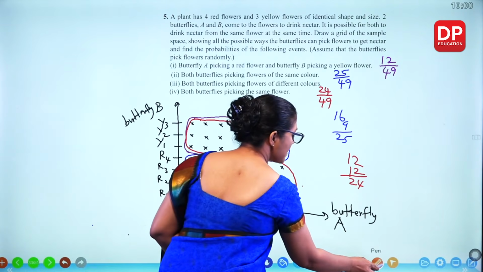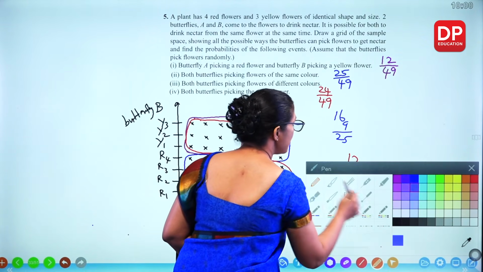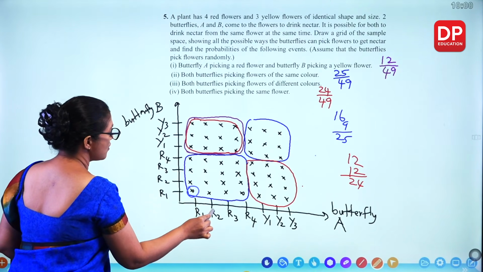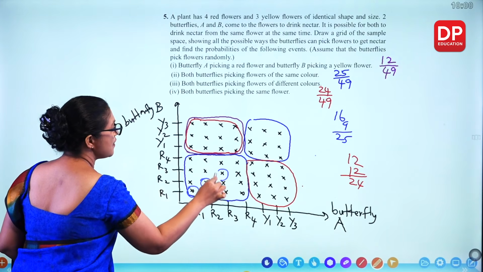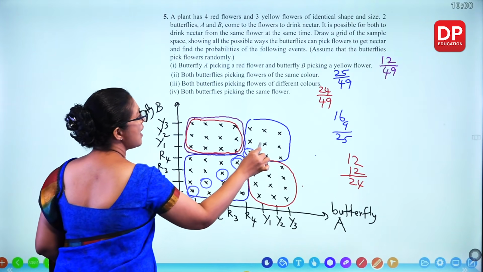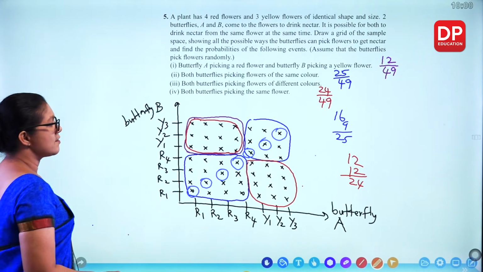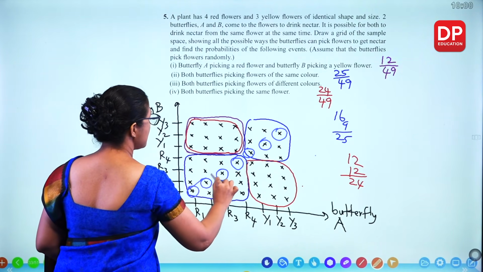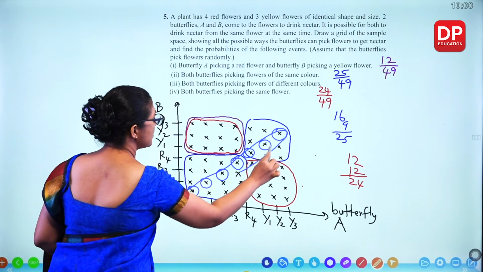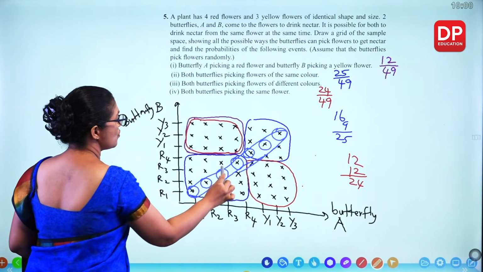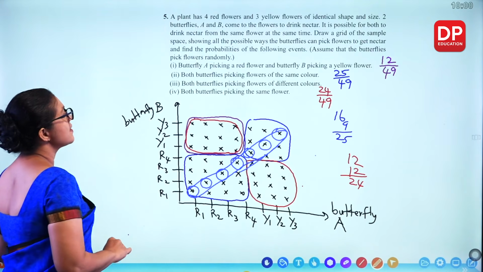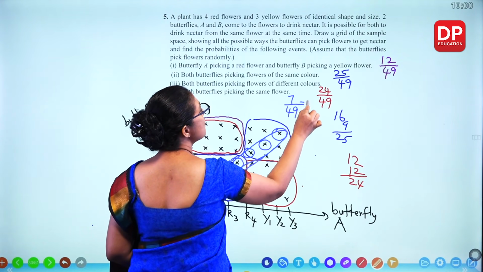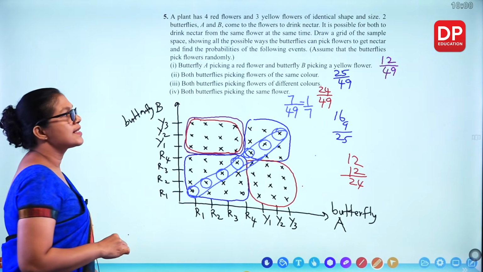Last part, both butterflies picking the same flower. Same flower means red one with red one, R2 with R2, R3 with R3. So same flower means these possibilities. So altogether how many? I can mark like this also. This one, 1, 2, 3, 4, 5, 6, 7. 7 outcomes are there. 7 out of 49. You can simplify and write 1 over 7.